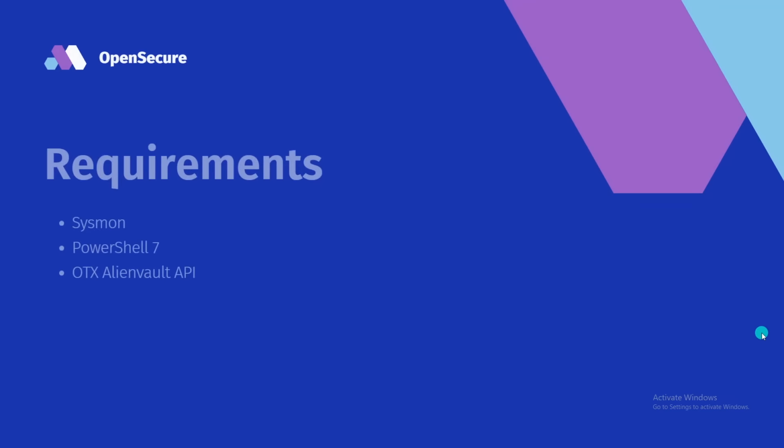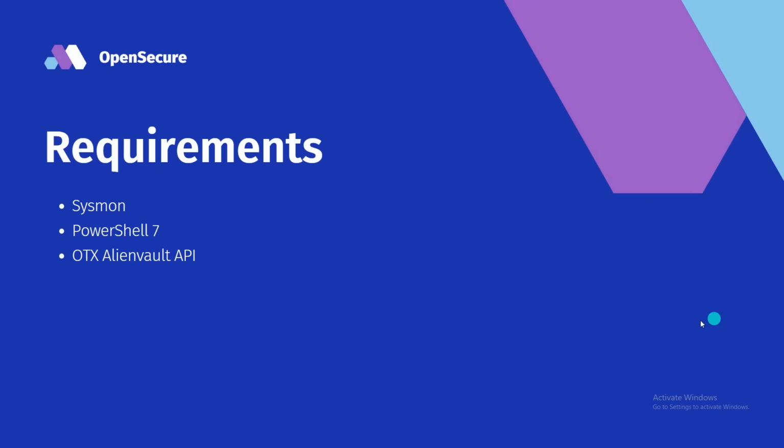There are a few prereqs and requirements that are needed. For example, Sysmon needs to be installed and configured on our Windows endpoint. If you're unfamiliar with Sysmon, I'll link to a video that we previously covered in the top right, as well as within the description of this video. We'll need PowerShell version 7, so we'll go through that install process as well on our Windows endpoint, which is pretty easy to enable. And then we'll need to create an ATX Alien Vault user so that we can make API requests out to Alien Vault to get the reputation around our query domain.